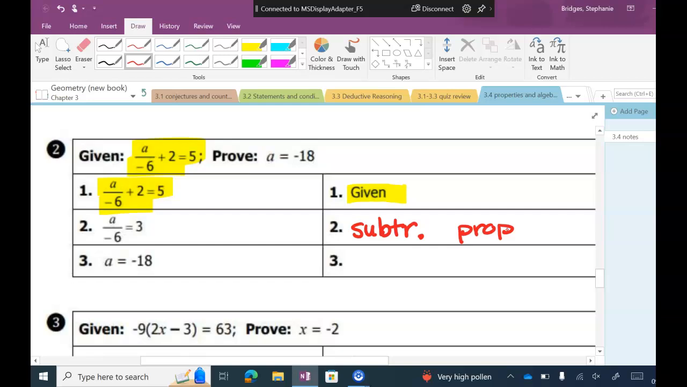Okay. And then to go from a divided by negative 6 equals 3 to a equals negative 18, how did I undo a divided by negative 6? I multiplied, so that is going to be the multiplication property. Okay, so algebra proofs are not hard. You're just solving equations and justifying each step. What did I do to get there? Is everyone sort of okay with that?